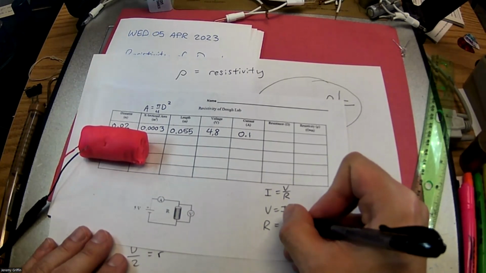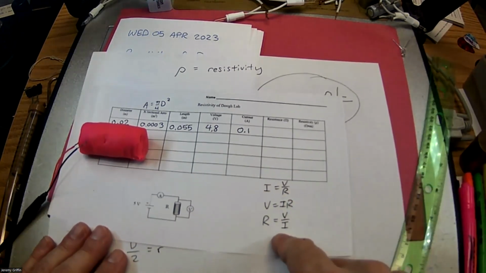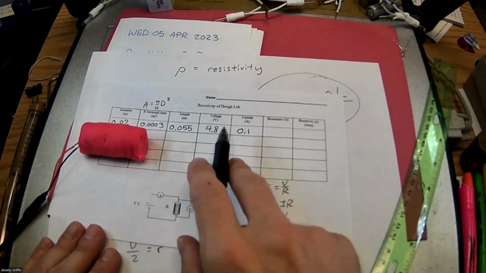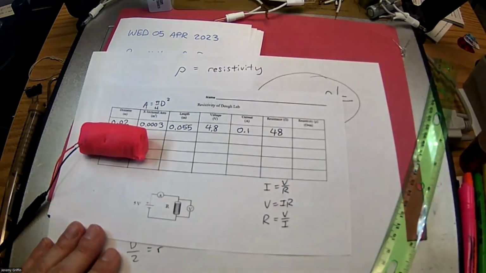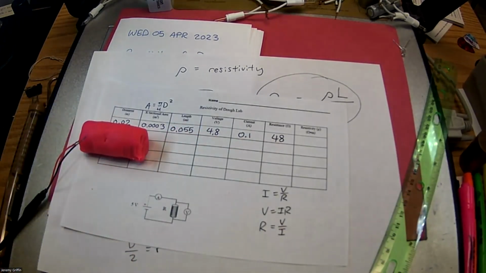So would that have to be V divided by I? Is that what that would be? V over I, right? Here's your volts, here's your amps. So 4.8 divided by 0.1, that would be 48 ohms, right? So from end to end, that's about 48 ohms of resistance. It's kind of like a 48 ohm resistor.